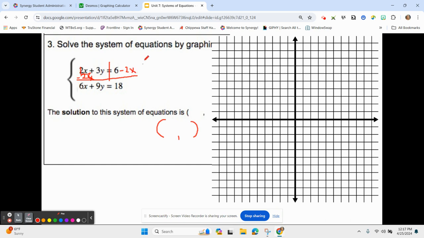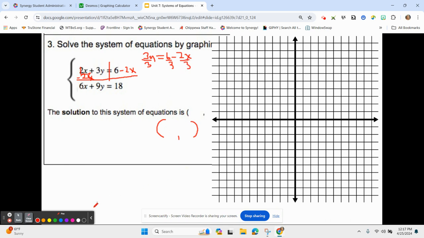And so just to give myself some space, I'm going to move my work right over here. Okay, so I've got 3y equals 6 minus 2x. Okay, so we still have to get that y alone. To get that y alone, I have to undo multiplying by 3. And so I'm going to divide everything by 3 on the left, divide each term by 3 on the right.